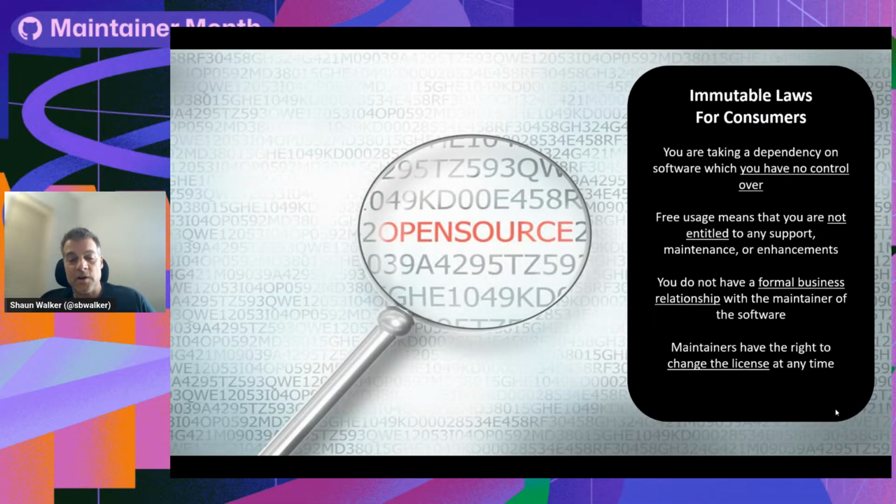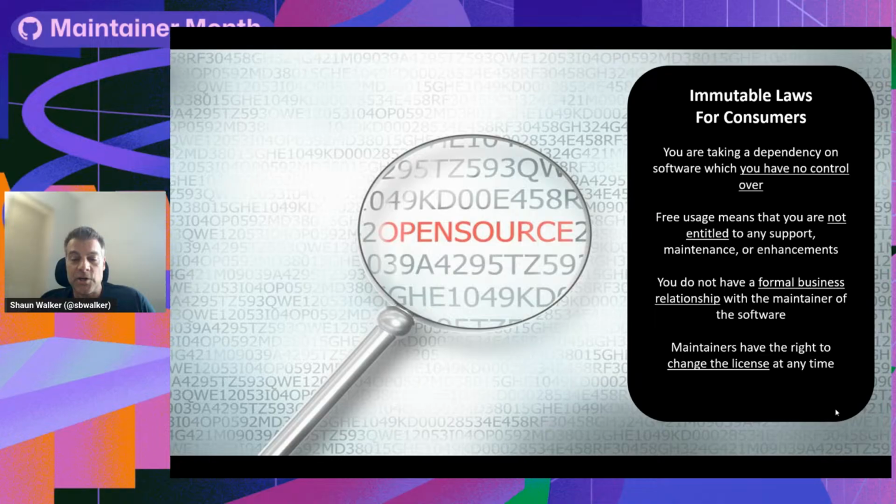And so transitioning now over to the consumer side of things. There are some laws around consumers of open source. One of the laws is, when you use open source software as a consumer, you're taking a dependency on something which you have no control over. And I guess that's true for commercial products as well, because you don't have any direct control over that product, but you do have a business relationship, right? You have a formal business relationship with the company that's providing that commercial product. In open source, you have no formal business relationship.